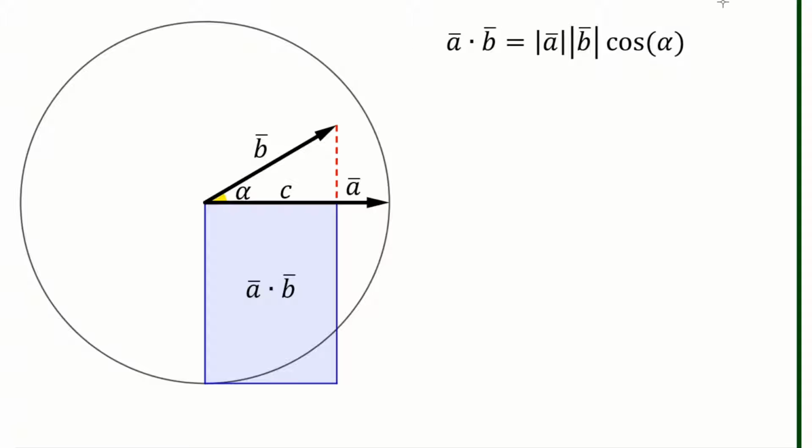This is called the vector projection. C is vector projection of vector B on vector A. Alright, you might ask how it is obvious that this area here is what the dot product is calculating. Let me explain.